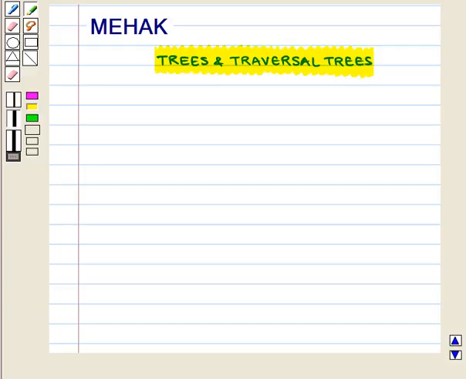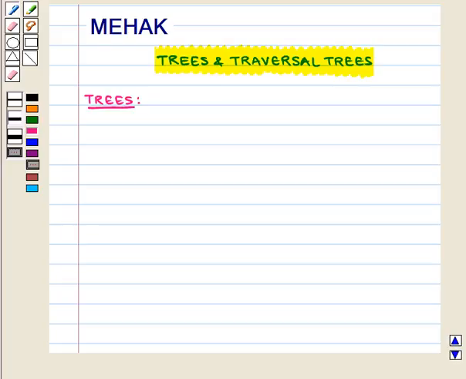In this session, we will discuss trees and traversal of trees. In graph terminology, we had discussed digraphs and basic concepts of graphs. Now, using it, we will discuss trees.